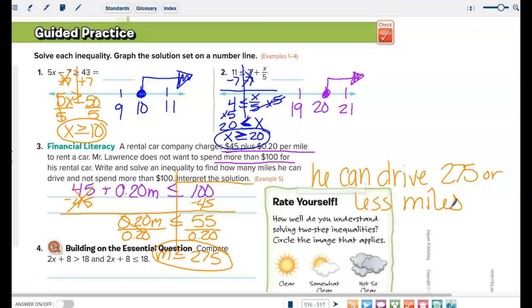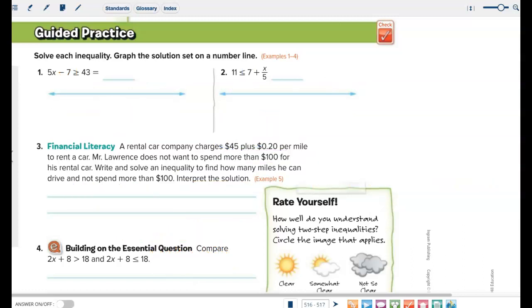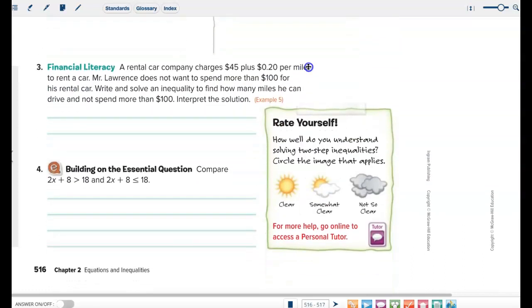On number 4, I'm going to erase this so that you can see it a little bit better. We have 2x plus 8 is greater than 18, and 2x plus 8 is less than or equal to 18. So in order to compare their answers, let's go ahead and just solve both of them. So I'm going to draw my line. I'm going to get rid of that positive 8 by subtracting 8. Made a zero pair. I have 2x is greater than 10. I did the opposite operation, so I'm going to divide by 2, divide by 2. x is greater than 5.